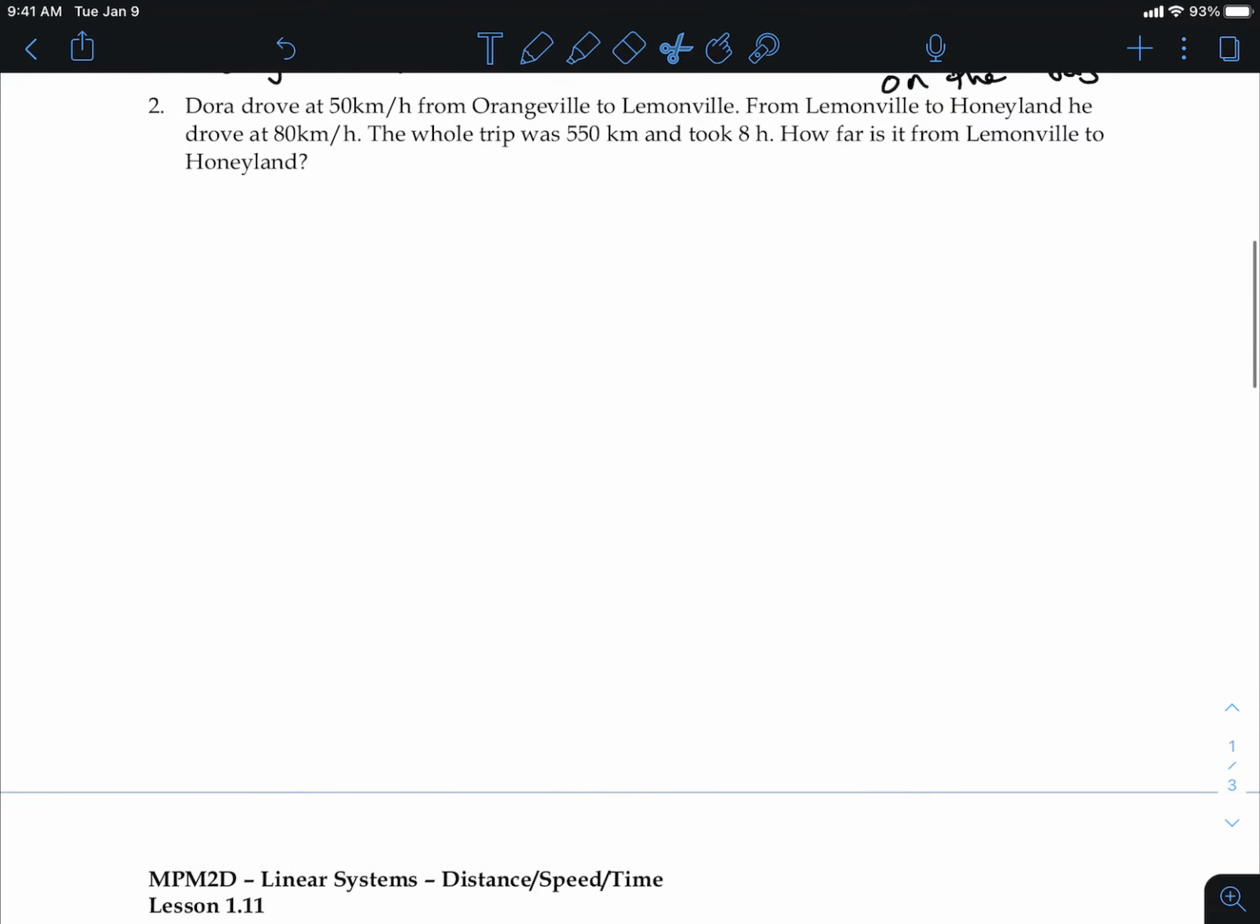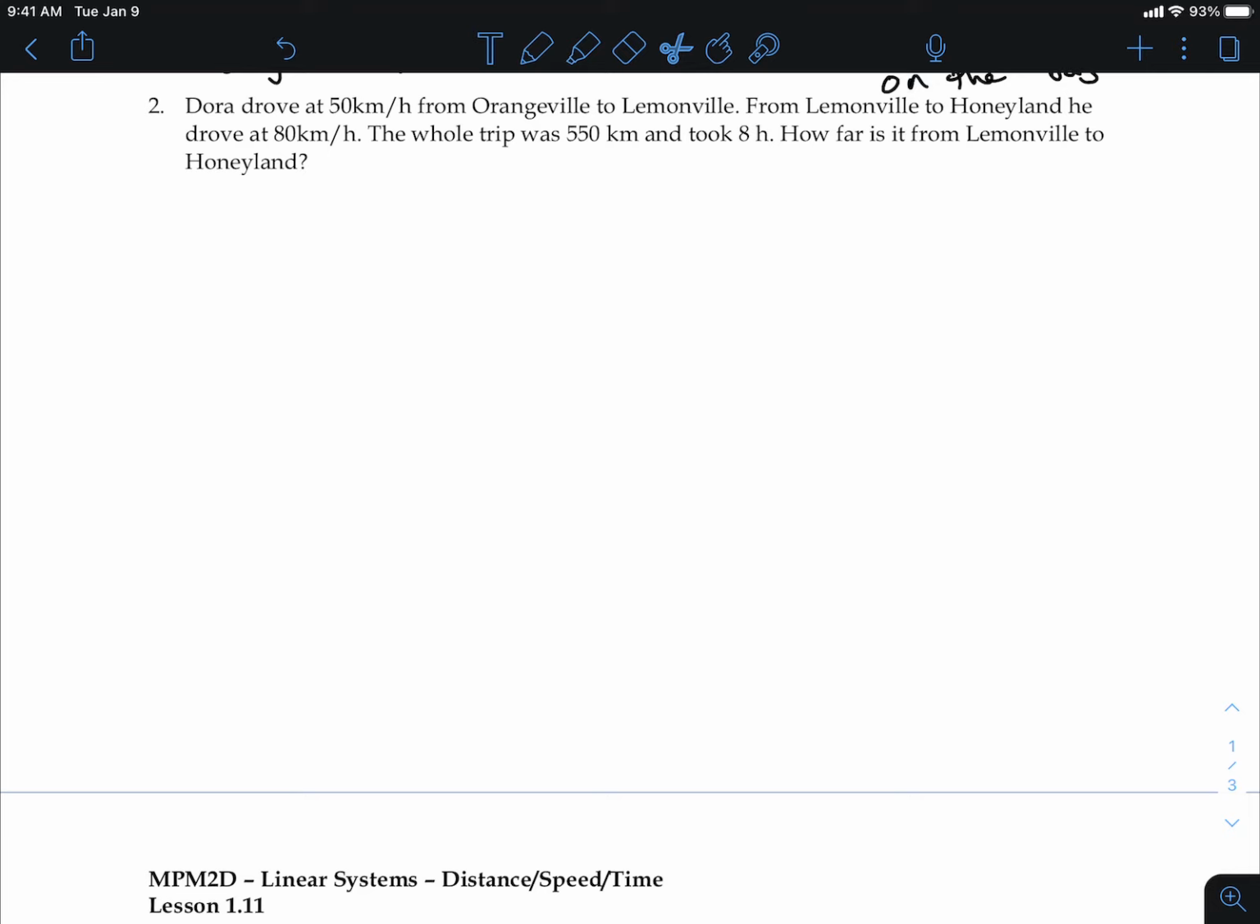Dora drove 50 kilometers per hour from Orangeville to Lemonville. From Lemonville to Honeyland, he drove at 80 kilometers per hour. The whole trip was 550 kilometers and took 8 hours. How far is Lemonville to Honeyland?